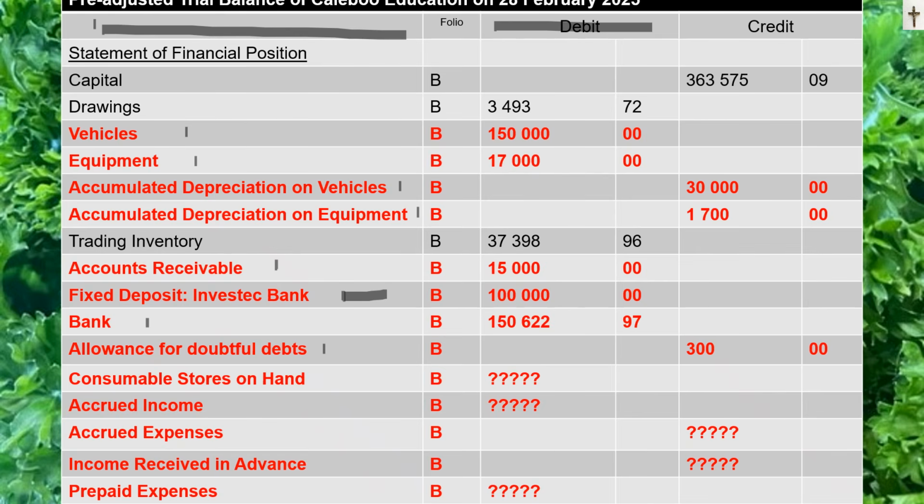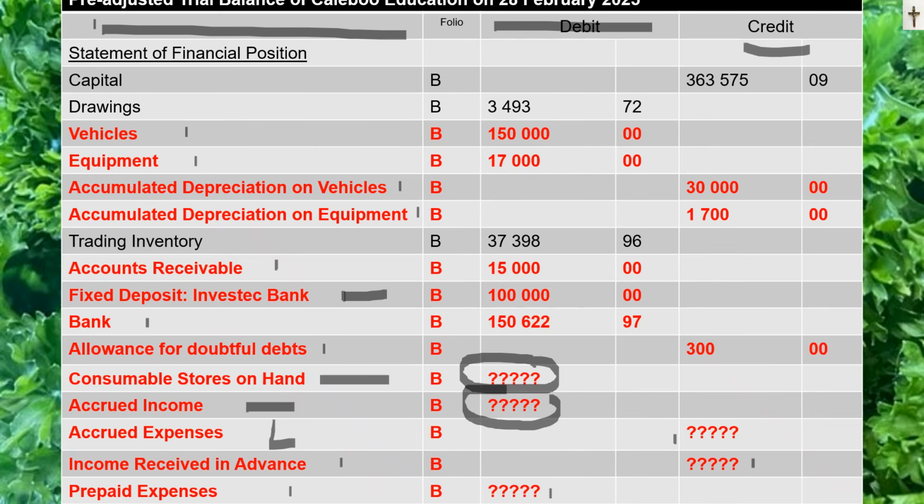I've put in here, because I saw the additional information, there will be consumable stores on hand. It will be debited because it's an asset. There is owing income. It will be debited, but we'll see how much by in a moment. Accrued expenses is a liability, and therefore it has a credit balance. Income received in advance is a liability. Prepaid expenses is an asset.